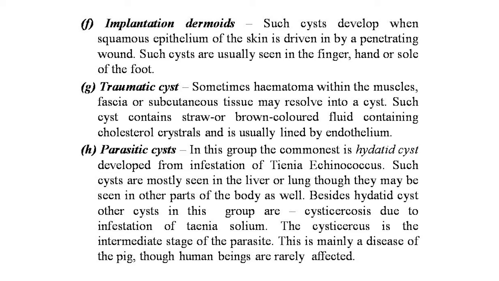Next acquired cyst is the parasitic cyst. In this group, the commonest is the hydatid cyst of various organs like lungs and liver, developed from the infestation of Taenia echinococcus. Such cysts are mostly seen in the liver or lung, though they may be seen in other parts of the body as well. Besides hydatid cysts, another cyst in this group is cysticercosis, due to the infestation of Taenia solium. The cysticercosis is the intermediate stage of the parasite. This is mainly a disease of the pig, though human beings are rarely affected. We see details of this parasitic cyst in the liver hereditary cyst.